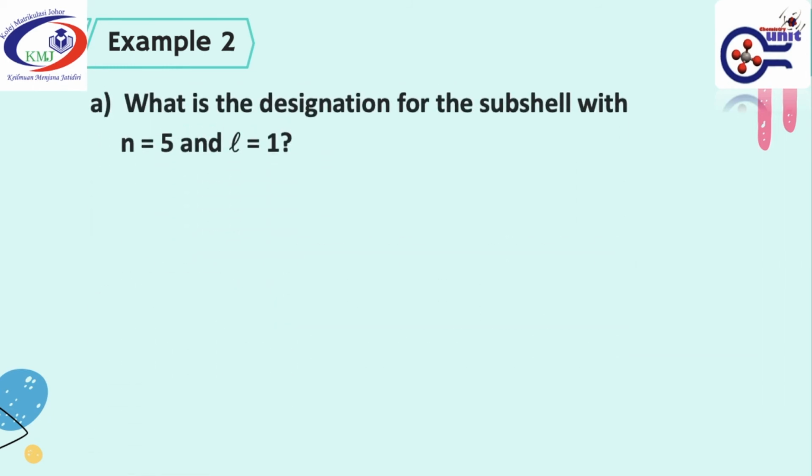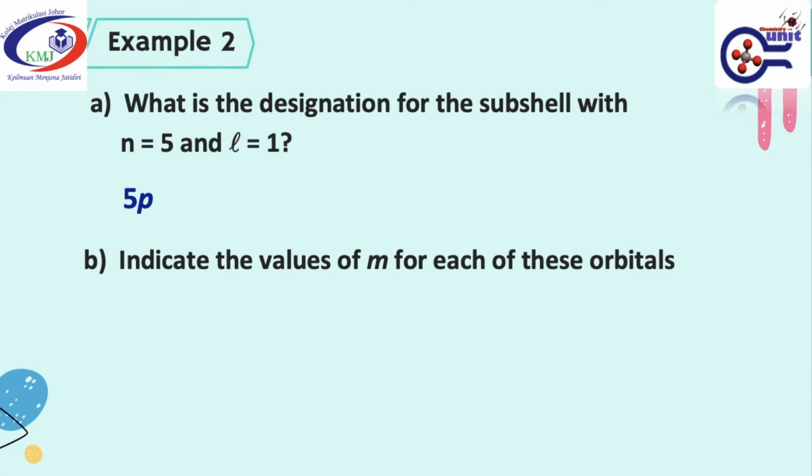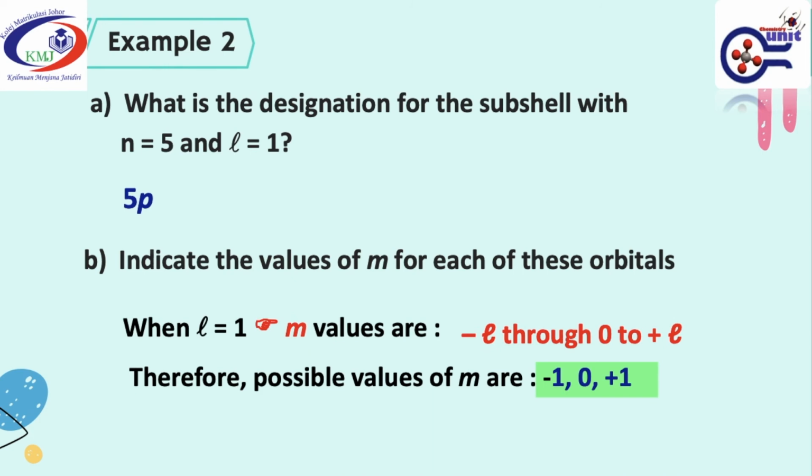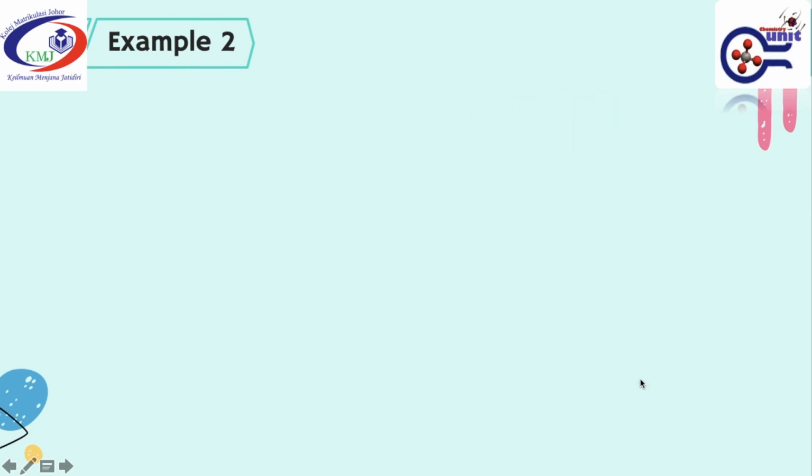Example 2. What is the designation for the subshell with n equal to 5 and L equal to 1? We know that L equal to 1 is a p orbital. So the designation for the subshell is 5p. Indicate the values of m for each of these orbitals. When L is equal to 1, the m values are negative L, 0 to positive L. Therefore, the possible values of m are negative 1, 0, and positive 1.